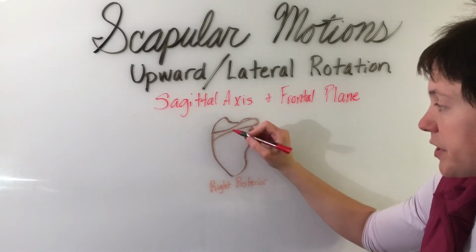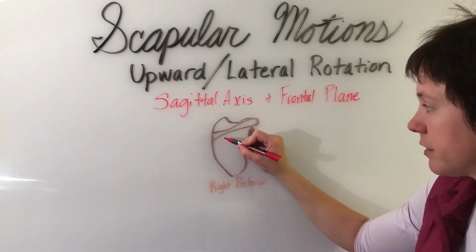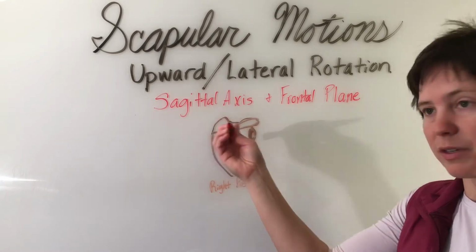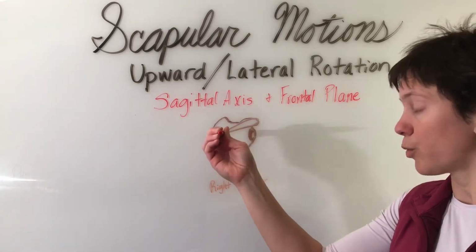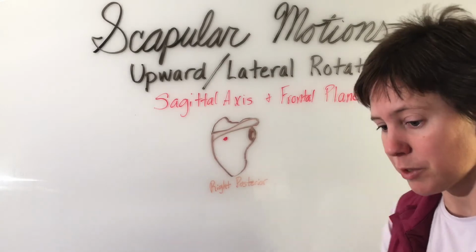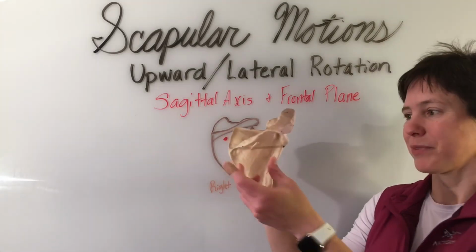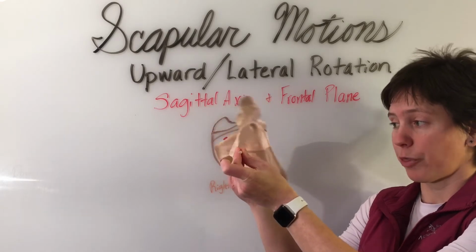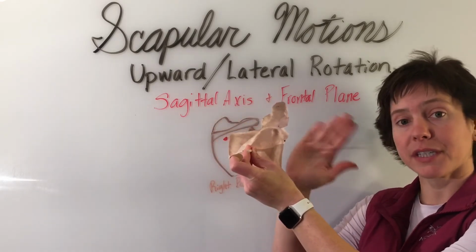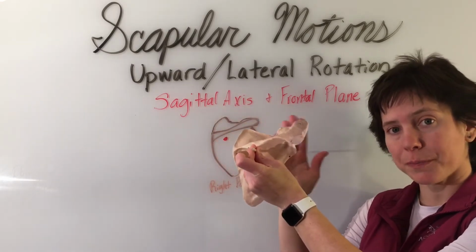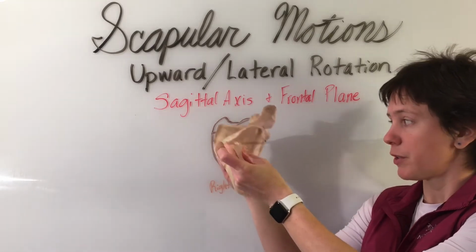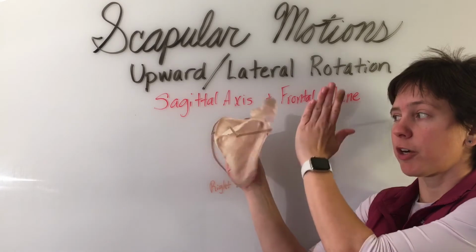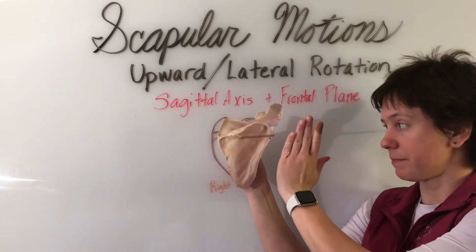So on the scapula, the axis of rotation is about right here, and on a 2D diagram, the sagittal axis will come right towards you. So on our chopstick model here, the chopstick is the sagittal axis, but with the rotation, the scapula is moving along the frontal or the coronal plane. So remember, sagittal axis moving along the frontal or coronal plane.